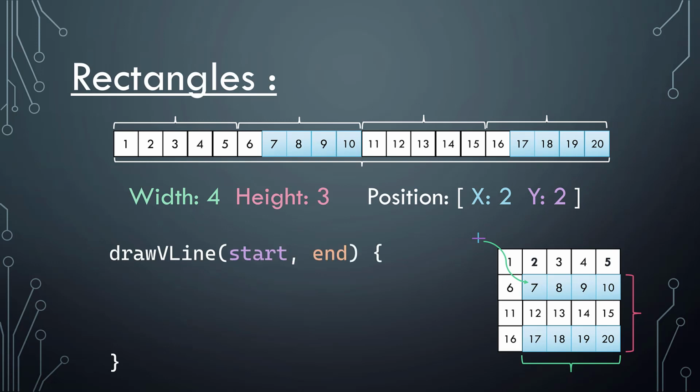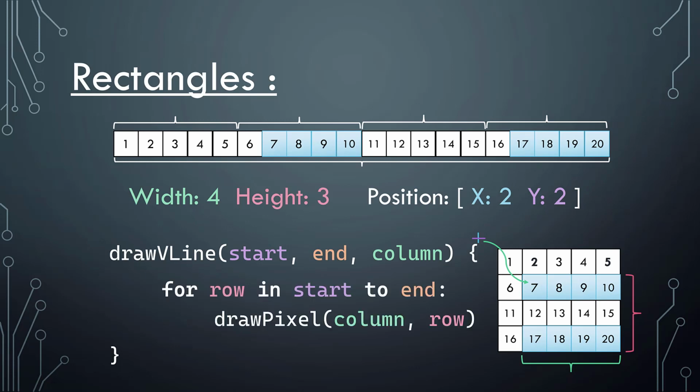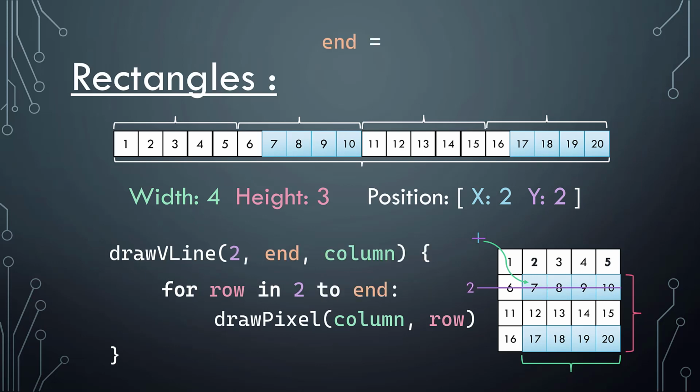So we again have a start and end. This time it's going to be rows, so start and end row, and then a constant column that we're going to use. So we're going to loop over the rows from the start row to the end row, and draw pixel again with the same way of calling, just with a column and row. This time the column is going to be the constant and the row is going to be the thing that's changing. So starting row is going to be whatever the position y is, which is 2 in this case. Let's mark that and plug it into a procedure.